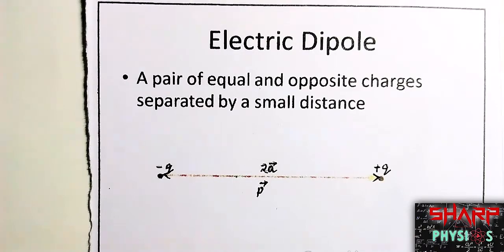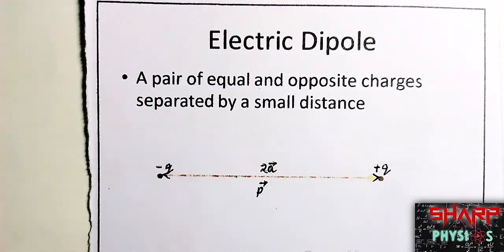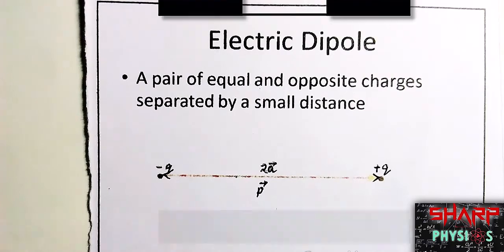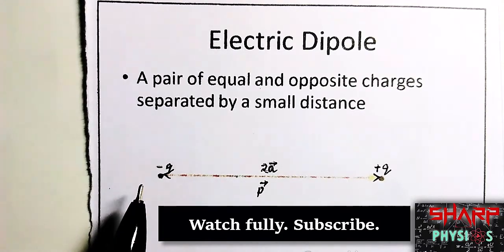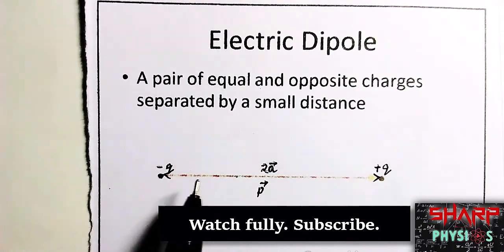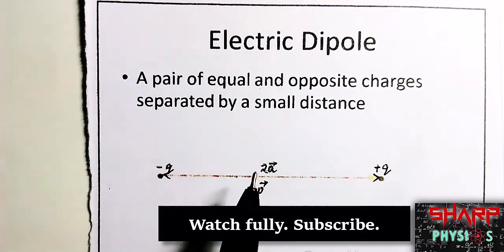An electric dipole has a pair of equal and opposite charges which are separated by a small distance. The charges are equal on both sides, but they are separated by a small distance. You can see the distance is small. So consider here in this diagram an electric dipole consisting of a charge plus q and another charge minus q, separated by a distance 2a.